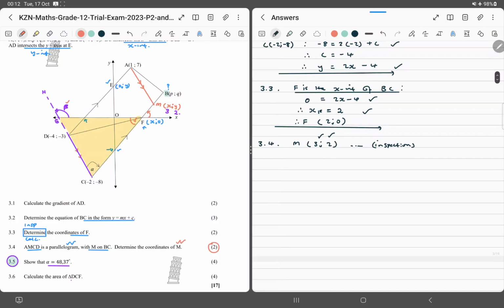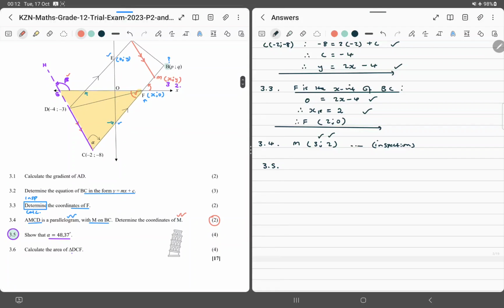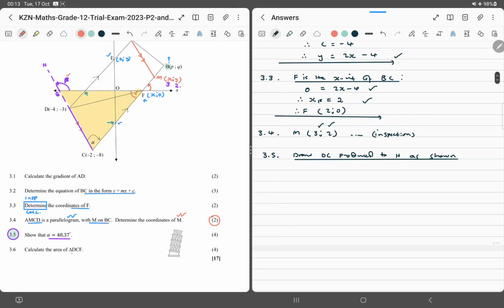So essentially, guys, to answer 3.5, we can just say draw DC produced to H as shown. Obviously, whatever statement you are suggesting, it's going to be evident in your answer book. Please make sure of that. Sometimes you don't need to say more than is enough.